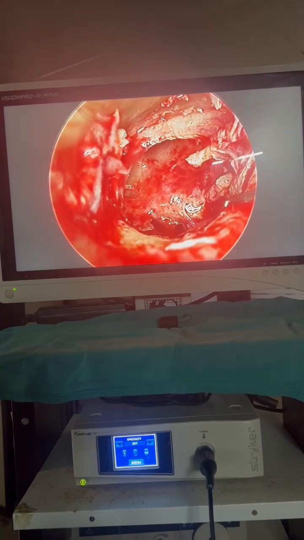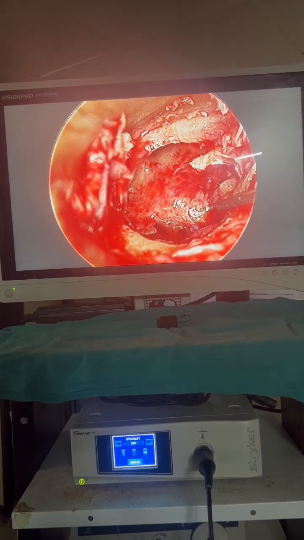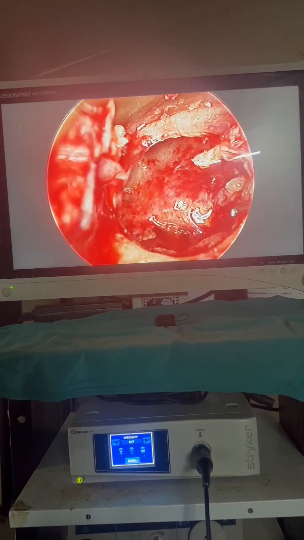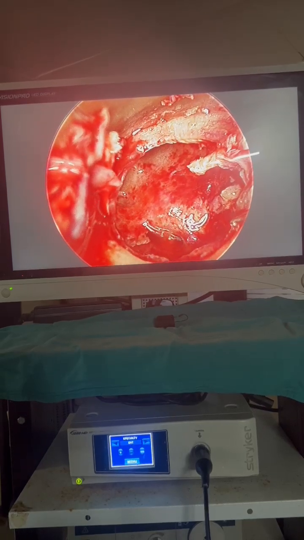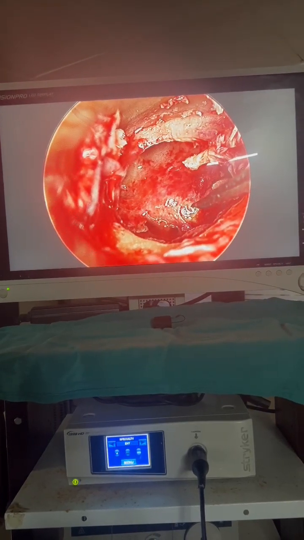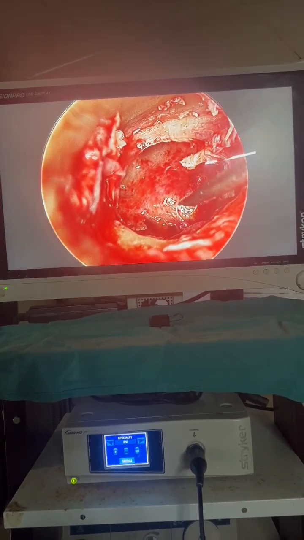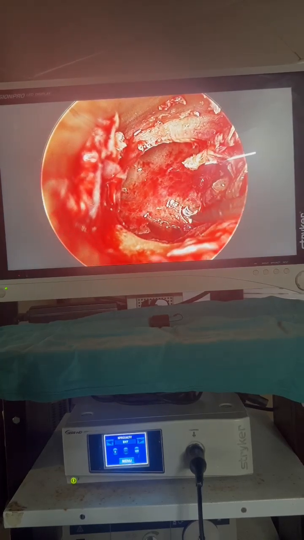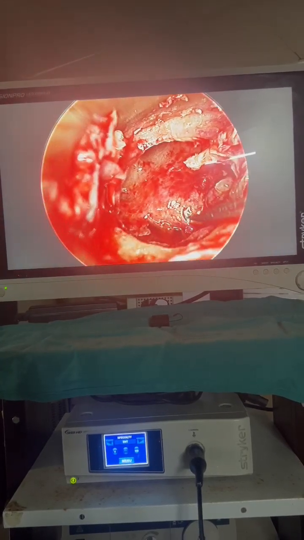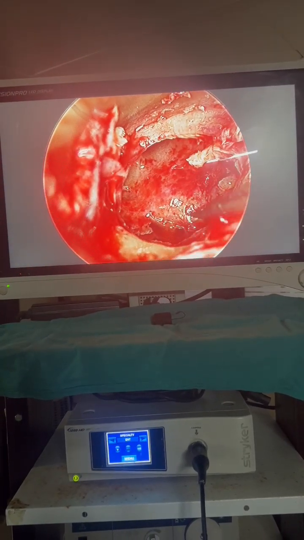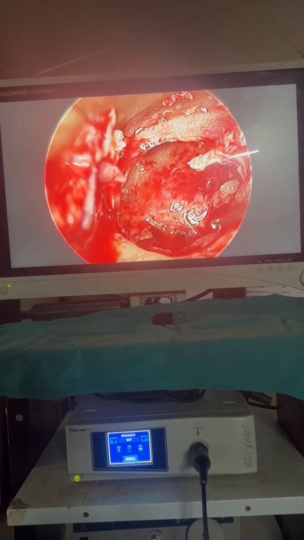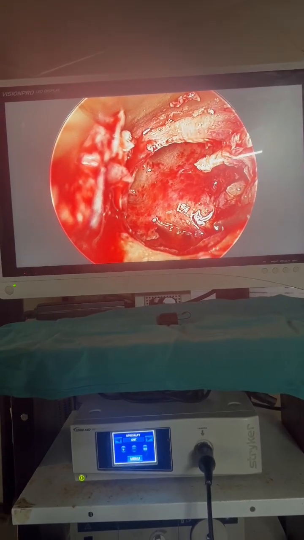Now, a bony ledge which starts from the promontory to the pyramid. That's the pyramid, pointing to it. That is the ponticulus. And a bony ledge starting from the round window opening to the styloid eminence, that is the subiculum. And this space is the hidden space called sinus tympani.